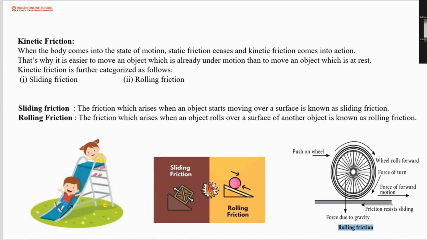So the friction between the wheel and the inclined plane is called rolling friction. Right? So we have learned. Okay, so I'll summarize here. Then we'll go on to the next slide.